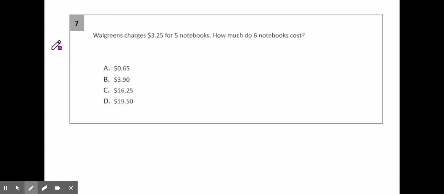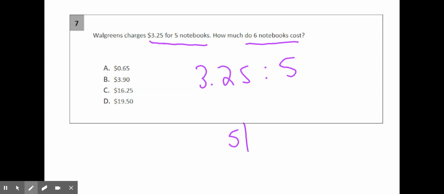Alright, so for number 7, we know that Walgreens charges $3.25 for 5 notebooks. How much do 6 notebooks cost? So we have 3.25 for every 5 notebooks. First, what we would need to do is figure out how much one notebook costs. So then we set up our division problem, and we divide 3.25 divided by 5.